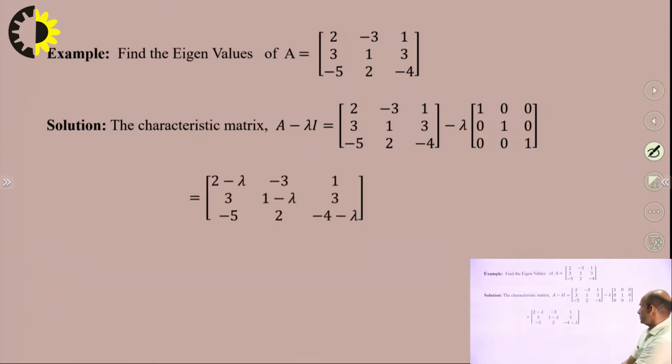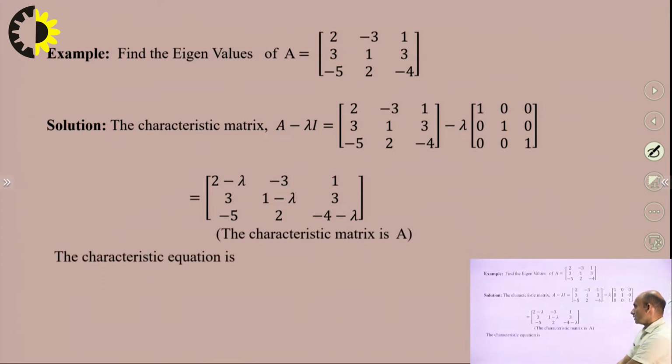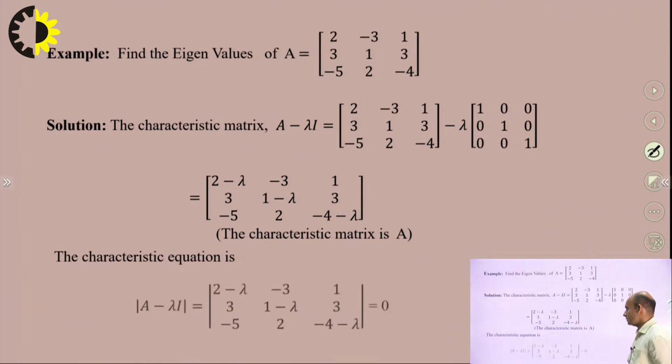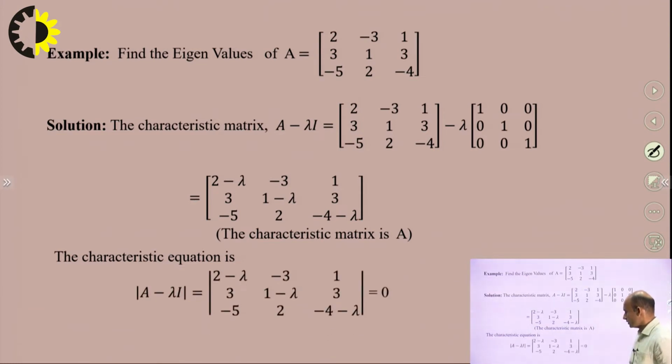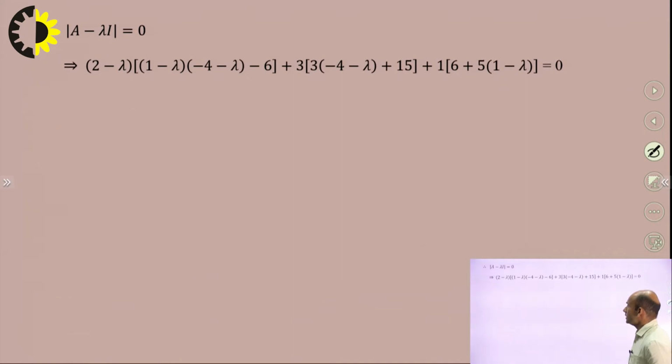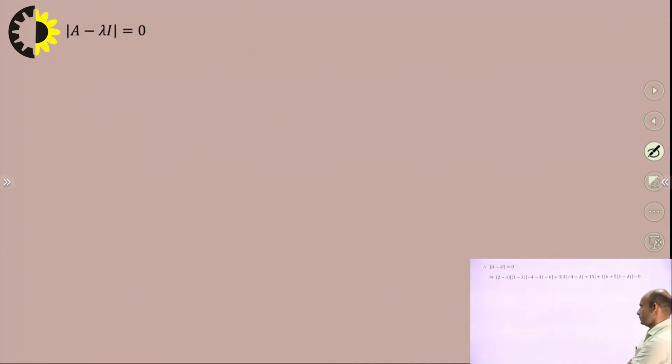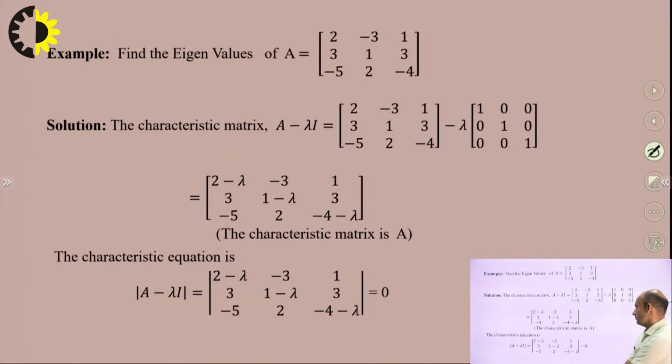Now the characteristic matrix will be this one. So lambda will be subtracted from the diagonal elements here. Now the characteristic equation will be determinant of A minus lambda I equals 0, which is this one, and we can find this equation, and after solving this determinant, we can find the eigenvalues.